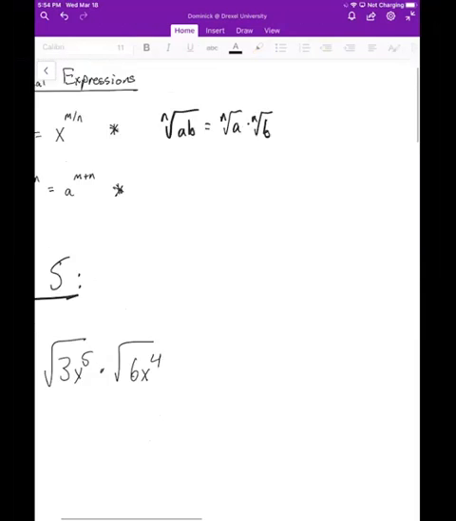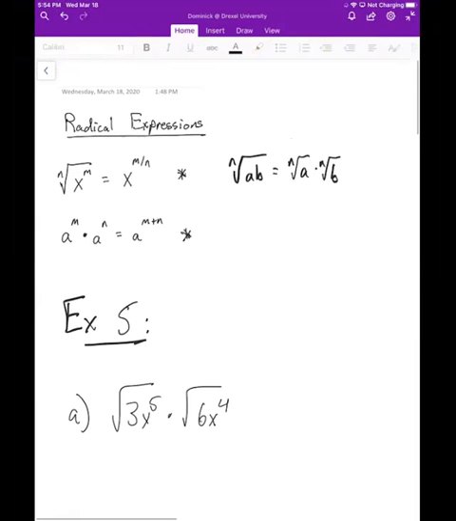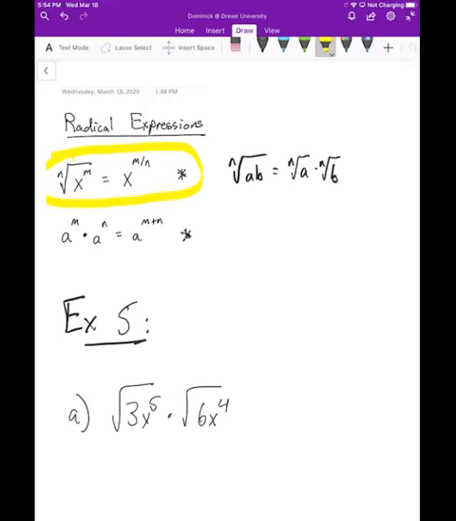So before we do some examples, I just want to refresh a couple of rules for you. The first one that I want you to remember is this one here, which essentially says that if you have the nth root of something to the m power, you can write that in its exponential form as x to the m over n. So that's going to be one important rule that we want to remember.